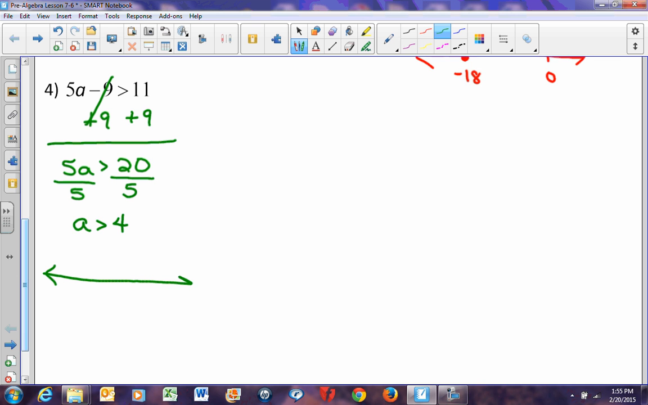Now let's graph this. A is greater than 4 would be here. Closed, whoops, not a closed circle. I messed that up. So we have to put my line back. It's an open circle and a line that goes to the right, and it's greater than 4.